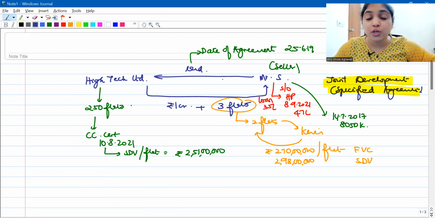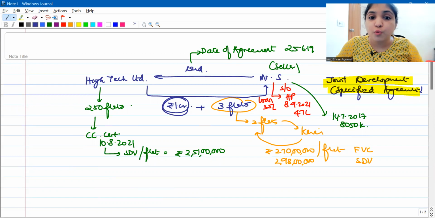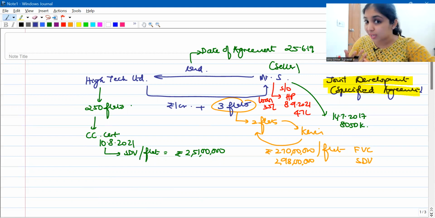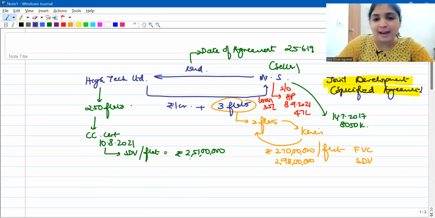New learning, what will be the full value consideration in joint development agreement cases? Whatever monetary consideration Mr. Sakshar is getting, that plus he is getting 3 flats, right? Full value consideration is whatever you're getting. You're getting 1 crore rupees and you're getting 3 flats. 1 crore rupees, fine, we'll take as it is. For the 3 flats, you will have to take the SDV number. SDV number on which date? Remember, SDV number on the date of construction completion certificate, that is on 10th August 2021. SDV per flat is 2 crore 51 lakh on that date.